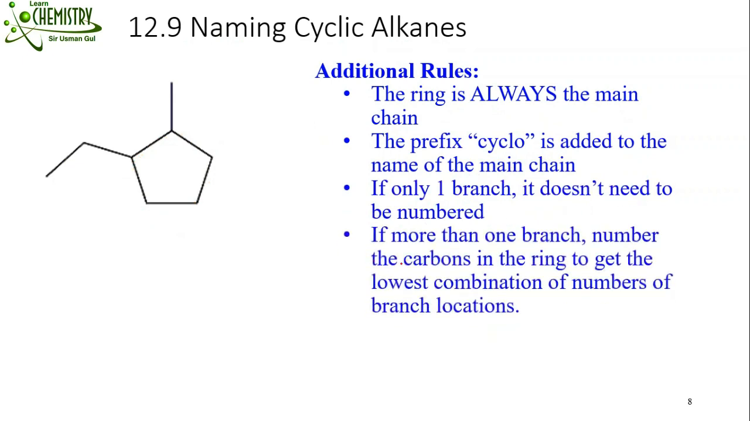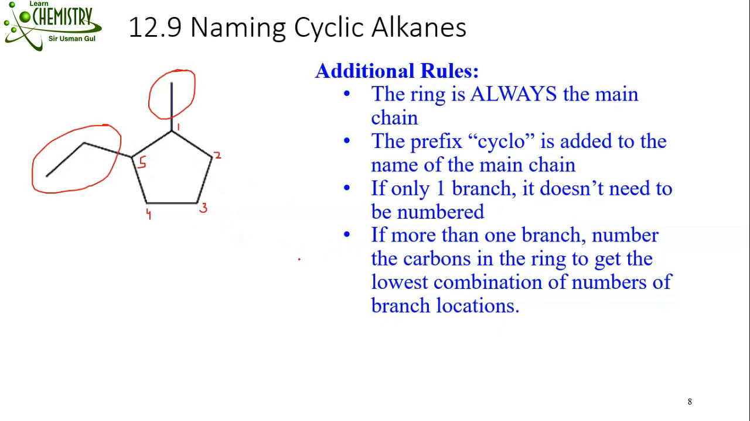Now the next rule: if there is only one branch, it doesn't need to be numbered. And the fourth: if there is more than one branch, number the carbons in the ring to get the lowest combination of numbers for the branch locations. This one is carbon number 1, this one is carbon number 2, this one is carbon number 3, this one is carbon number 4, and this one is carbon number 5. So this ring will be the main chain, and the rest of the parts, this one and that one, will be considered branches or substituents. Right now we have two branches. According to the third rule, if only one branch, it doesn't need to be numbered, but we have two branches, so we will give the numbers.